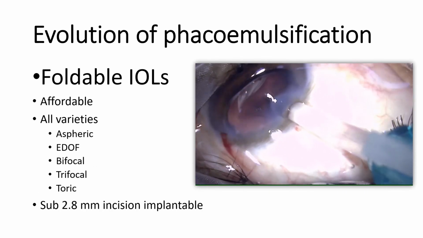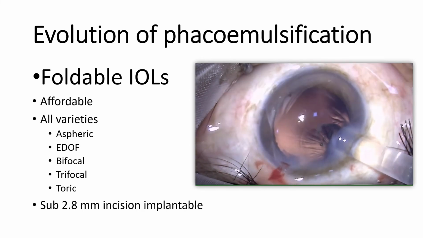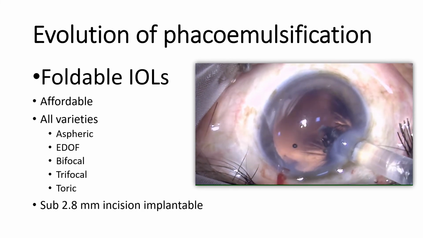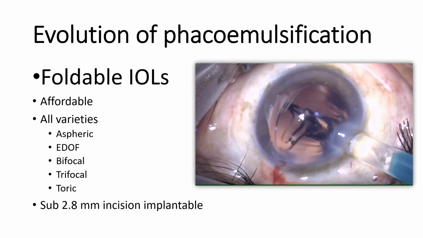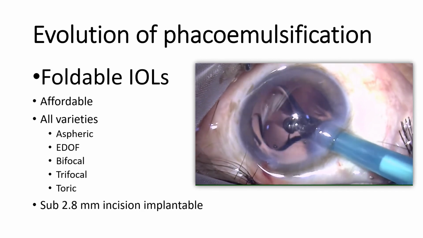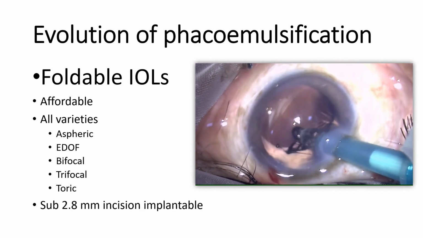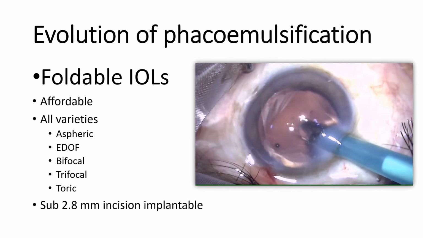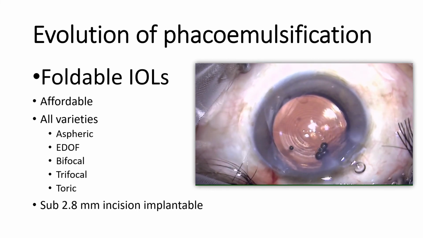The evolution of phacoemulsification has been supported by the pharma industry, and we now have foldable IOLs which can be implanted through these small incisions. This is one such demonstration: the IOL which goes inside simply folds and unfolds when it gets the space. They are affordable now, and we have all varieties of IOL: aspheric, extended depth of focus, bifocal, trifocal and toric, and there are IOLs which can be easily implanted through a sub 2.8 mm incision.